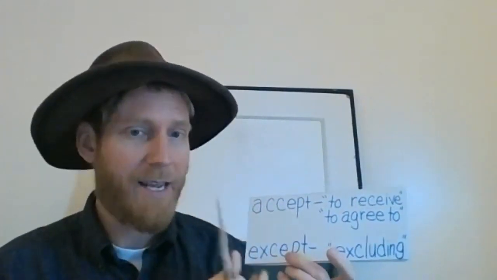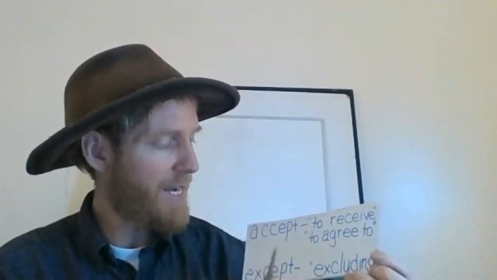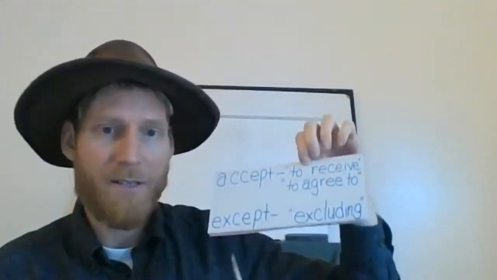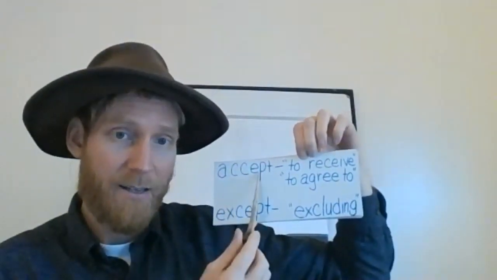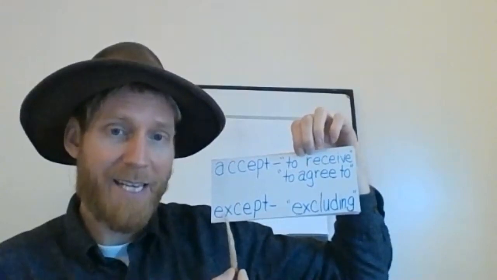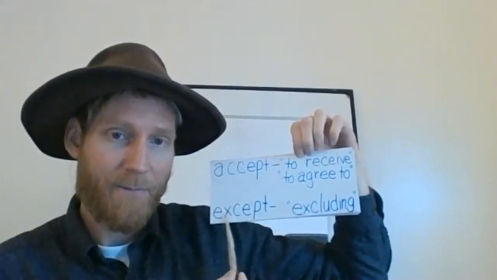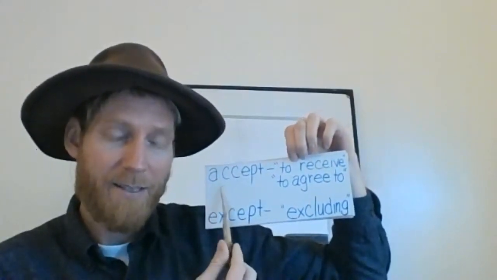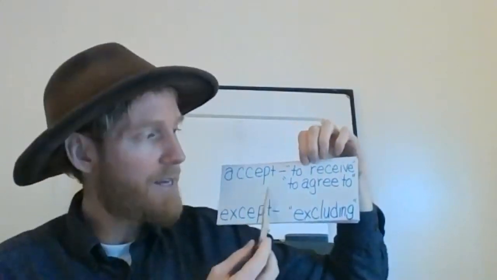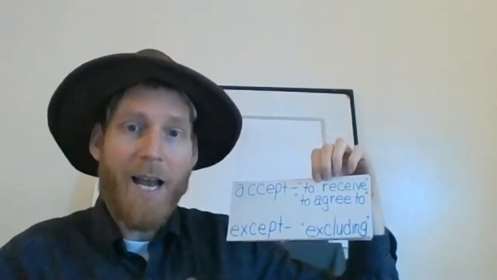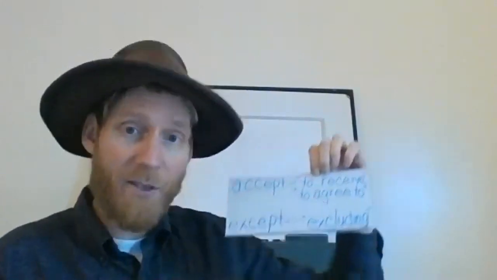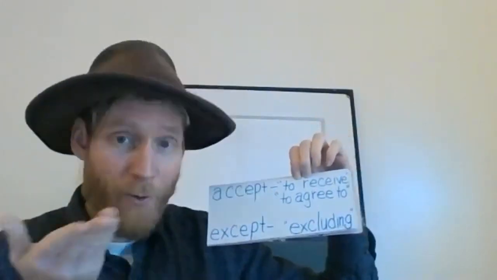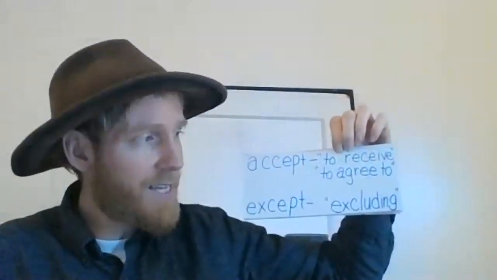Accept, except. There is a difference between these two words. Accept, A-C-C, and except, E-X-C. Okay. E-X, see the difference? Accept means to receive, to agree. I accept it. I accept that. You give me a gift, I accept that gift. I accept the terms and conditions, maybe. I agree to something. I accept that.